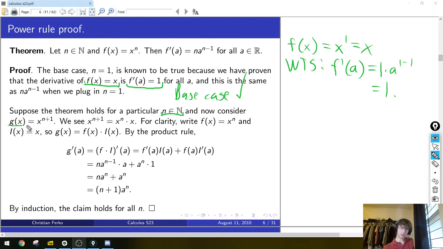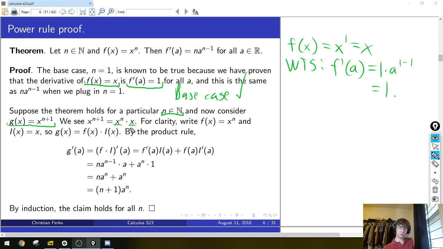So we'll define a function, g of x, which is x to the n plus 1. We have to compute its derivative. We're going to try to use the product rule, because you see that x to the power n plus 1 can be split as the product of these two functions, x to the n times x to the 1. This is just the way multiplication adds the powers, right? So the product of these is x to the n plus 1.